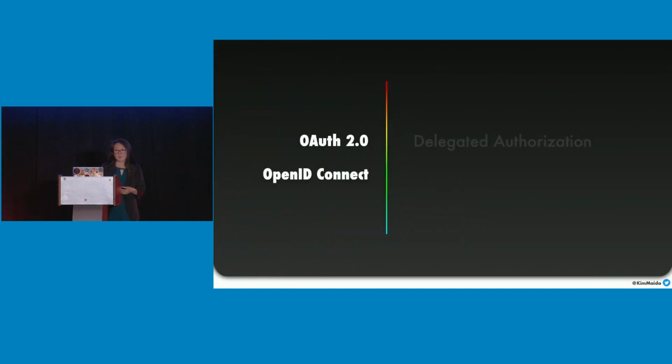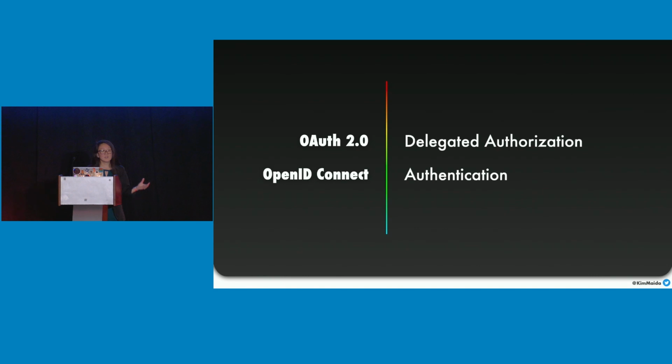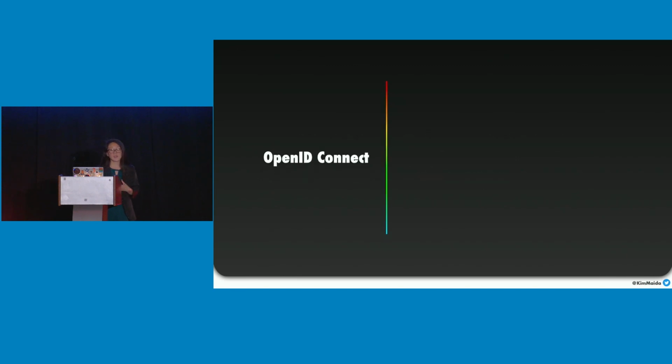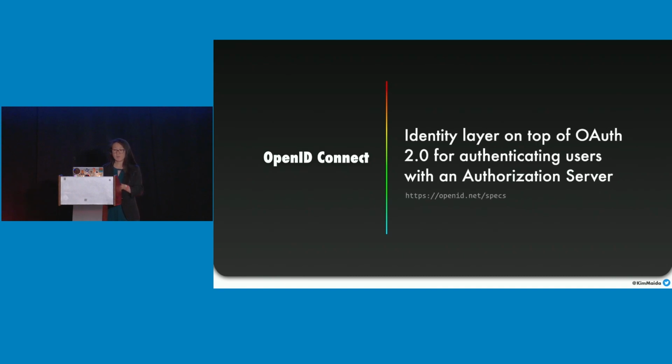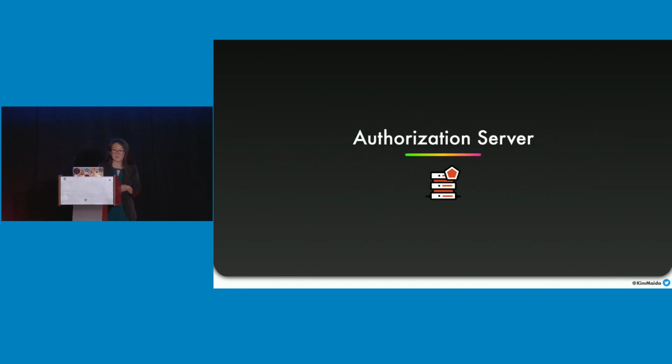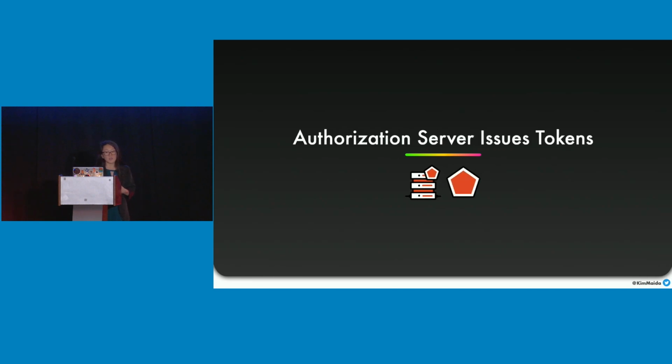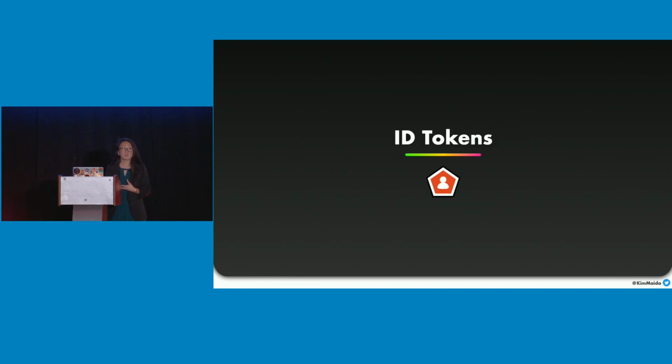So remember, OAuth 2 is for performing delegated authorization. OpenID Connect is for authentication. And it's easy to get these concepts and these specifications confused with each other, especially because their flows and their details are built on the same foundation. So OpenID Connect is an identity layer on top of OAuth 2 for authenticating users with an authorization server. In both specifications, the authorization server's role is to issue tokens. And I talked about access tokens already, but for authentication, the authorization server is going to issue ID tokens.